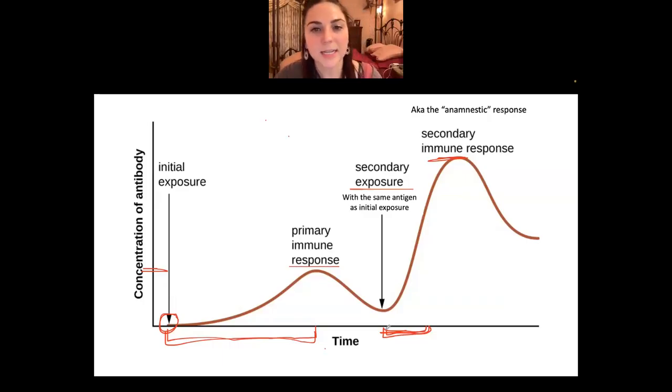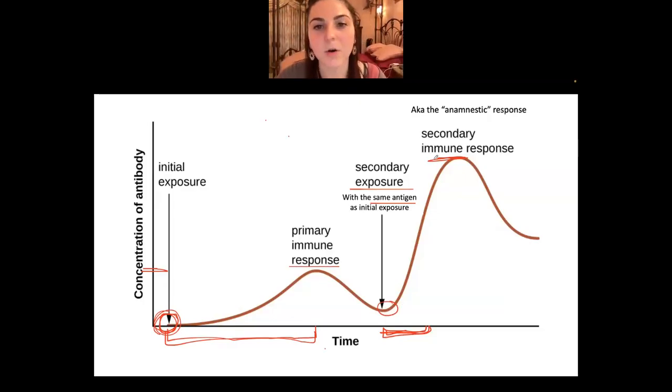And then after that secondary exposure, the second time you see the same antigen as you saw right here, the body's ready. It's like, oh, okay, I saw this already. I have my memory cells. I have my effector cells. I can react right away. So you react super quickly. It's like a 1 day period. And then you make so many antibodies after this point.